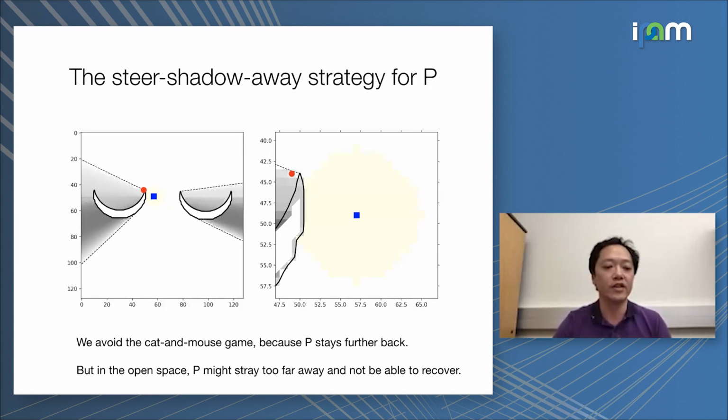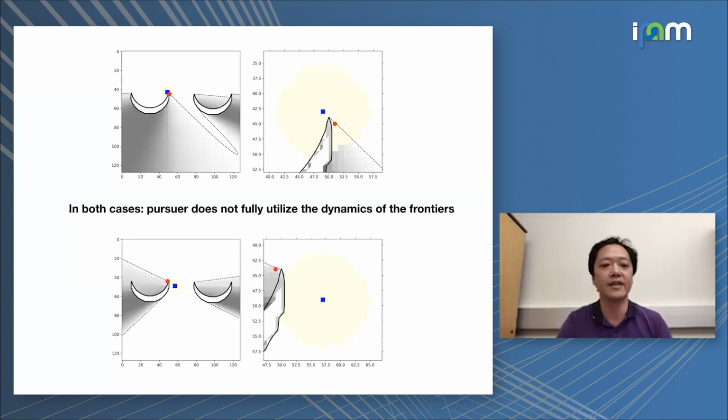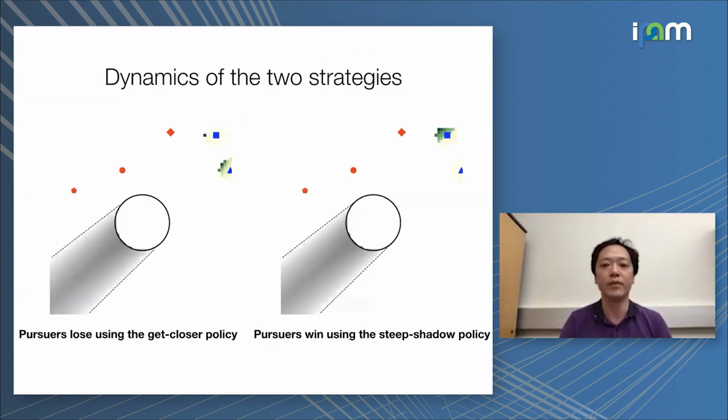So in either situation, what one can say is that the pursuer does not really fully utilize the dynamics of the gray line, the shadow boundary, or the frontier in some communities. This set is called the frontier. It does not fully utilize the dynamics of these frontiers to come up with optimal feedback. So then you can always find situations where one of the two strategies will be inferior.